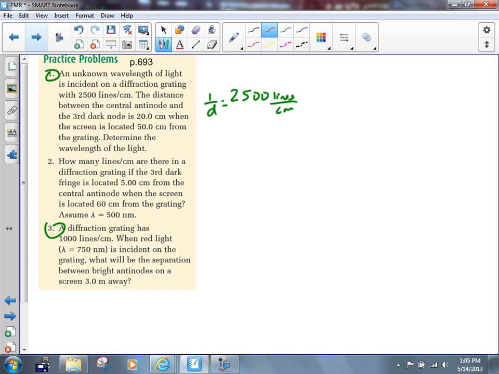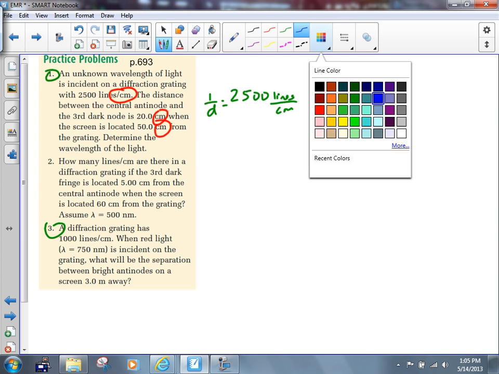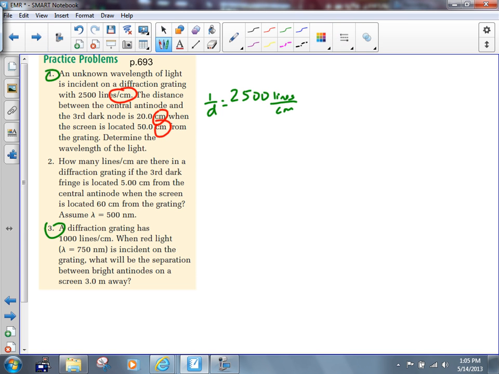All right. We've got a strange set of units there. It's lines per centimeter, not meters. Centimeters, centimeters. Okay, let's circle some more givens here. This is going to be 1 over d. We've got this value right here. That's going to be x. That's the distance between antinode and node. And then we've got L as 50 centimeters. We want to find the wavelength there.